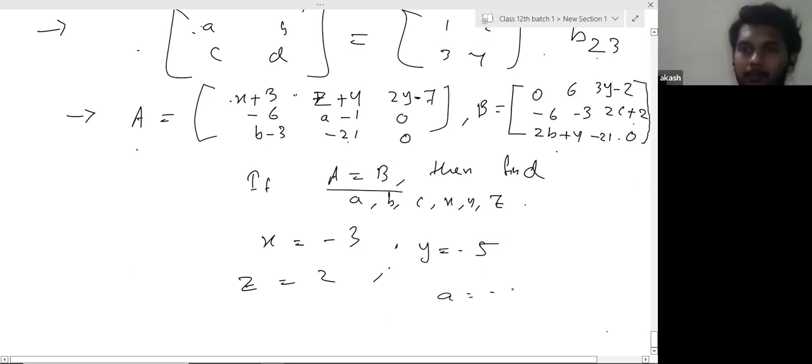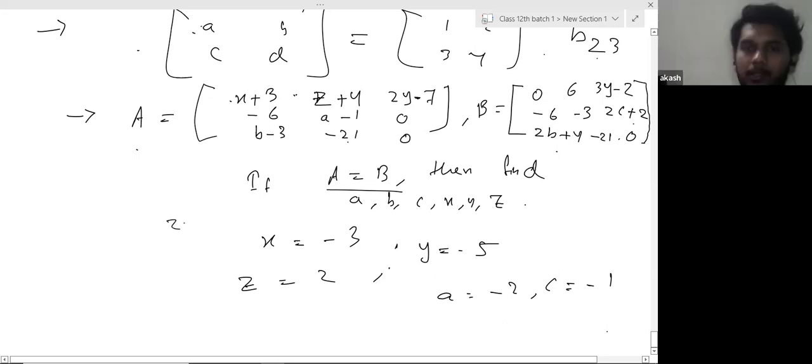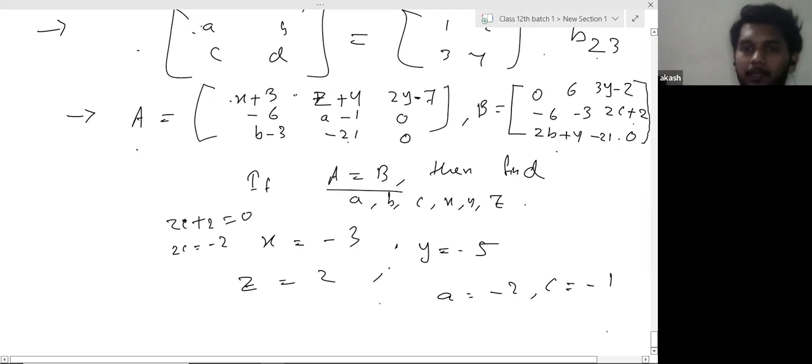All right. A is -2, C is -1. I got C as 0. 2C plus 2 is equal to 0, so 2C equals -2. I didn't add the 2. Right, all right. So C is -1. B is -7. That's all. You can match the answers.